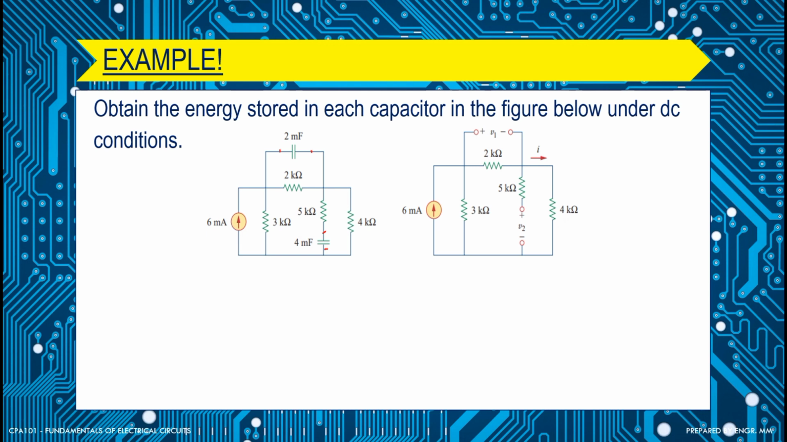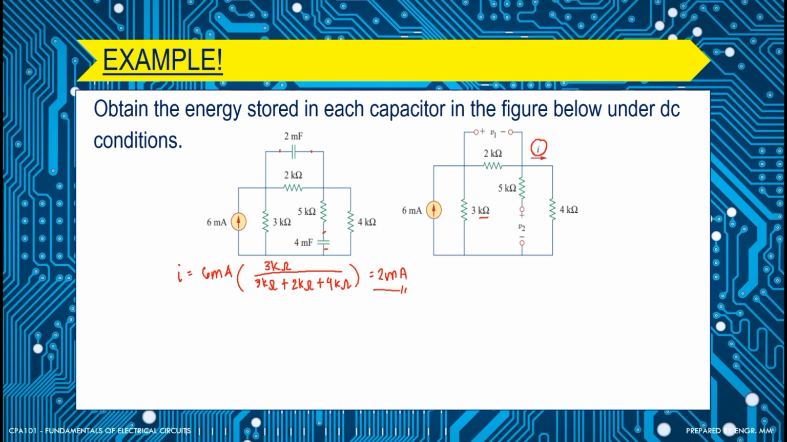Now let's solve for the current first, this one. The current is flowing through the 2 kilo ohm and 4 kilo ohm resistor. So to solve for that, let's use current divider. So I is equal to 6 milliampere multiplied by the other resistor, that's 3 kilo ohm, over 3 kilo ohm plus 2 kilo ohm plus 4 kilo ohm. So this will be equal to 2 milliampere.